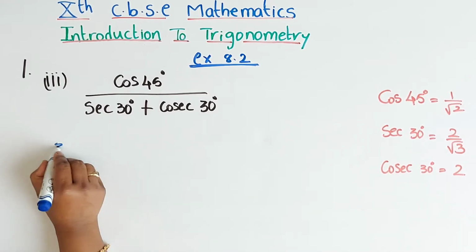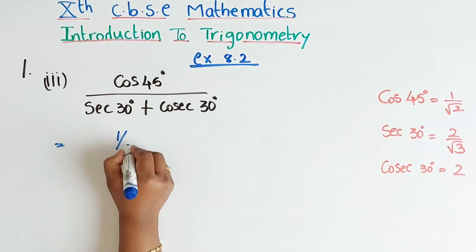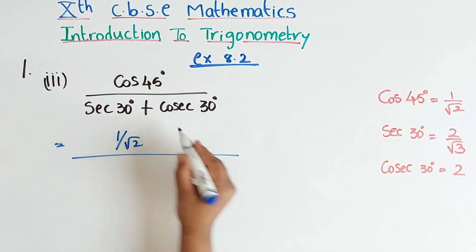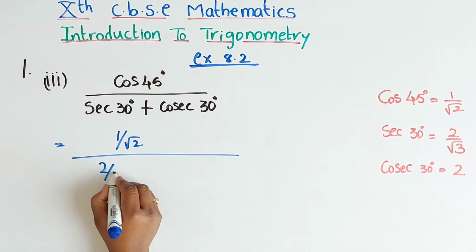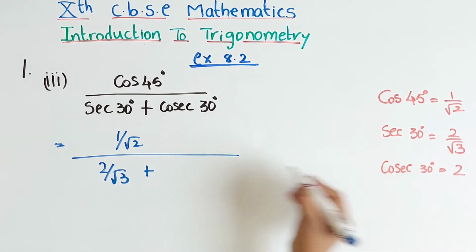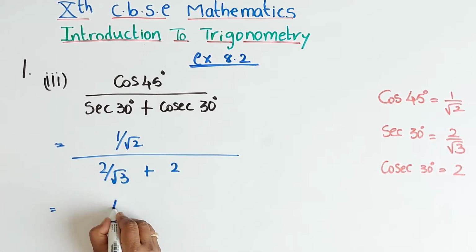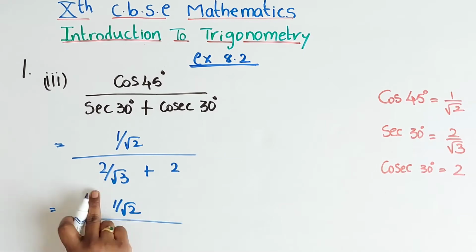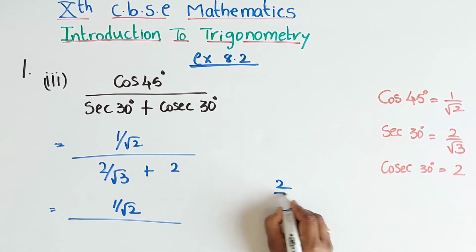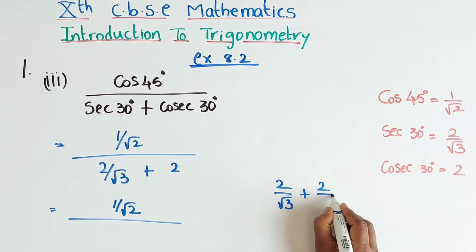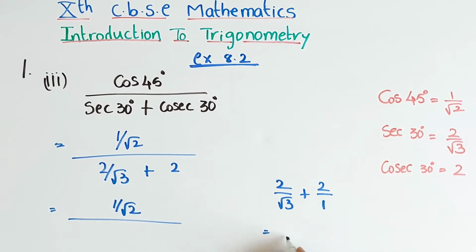Substitute the values here. Cos 45 equals 1 by root 2, divided by secant 30, 2 by root 3, plus cosecant 30, it is 2. Right, children? Now first we'll solve the denominator here. 1 by root 2 let it be here. 2 by root 3 plus 2, that means 2 by 1. Okay? That equals 1 and root 3, LCM root 3. Root 3 ones are 1 into 2, 2, plus 1 root 3 is root 3 into 2, 2 root 3. Right, children? Here also 2, here also 2.